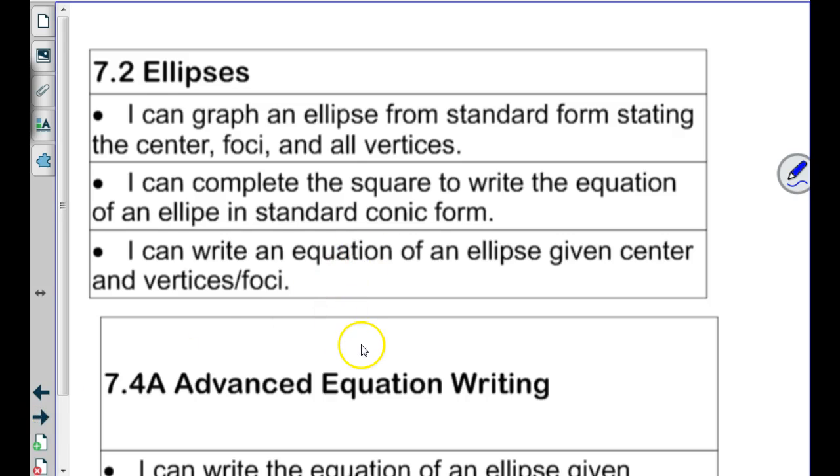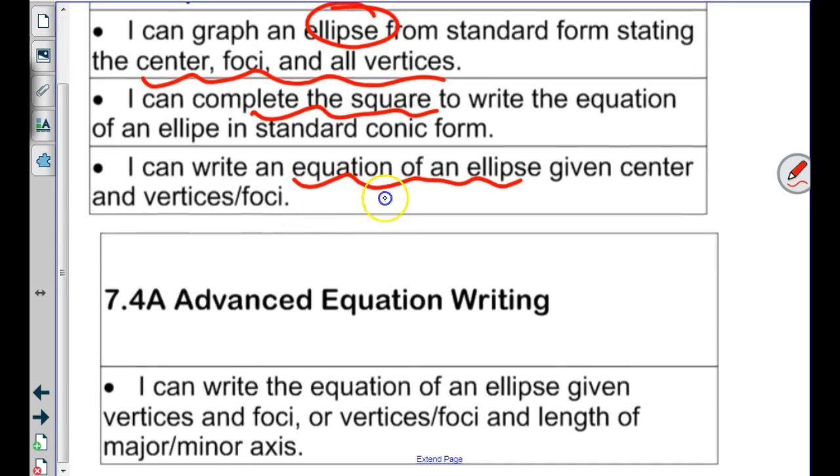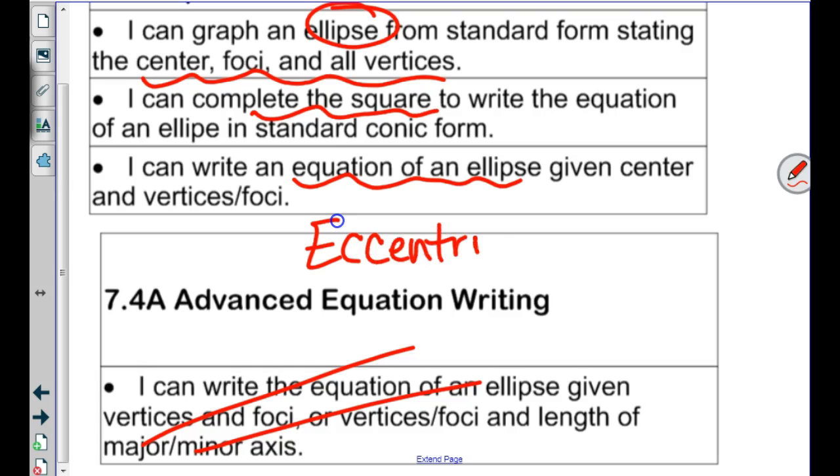So eventually you have to be able to graph an ellipse and find all the stuff it asks for. And you have to be able to complete the square, and you have to be able to write an equation of an ellipse, and actually I don't think this is on there, but you have to be able to find the eccentricity. There's a word. All right.